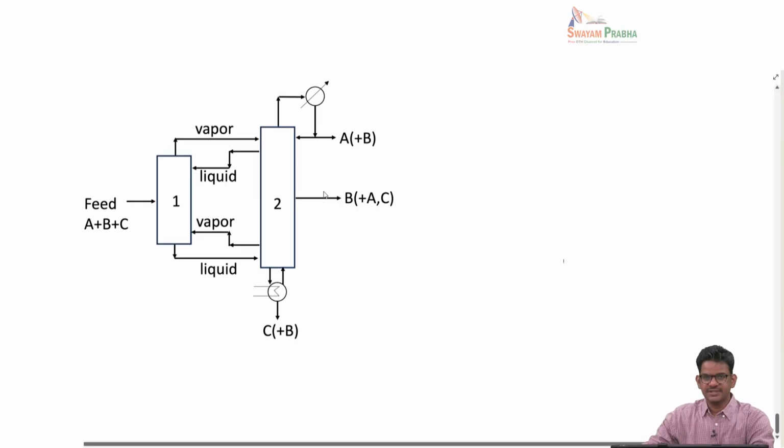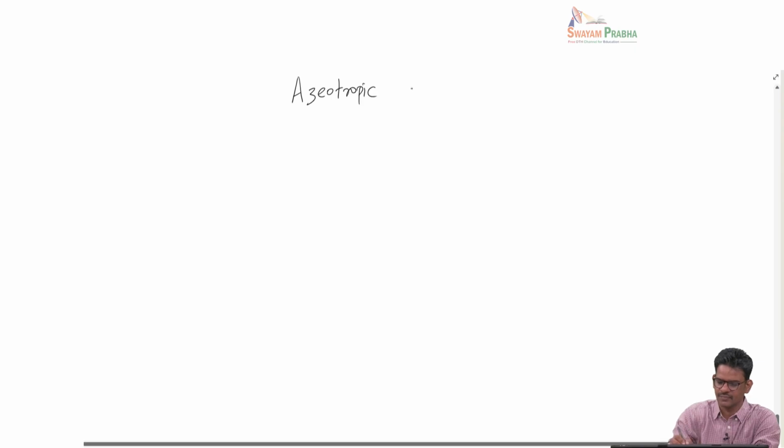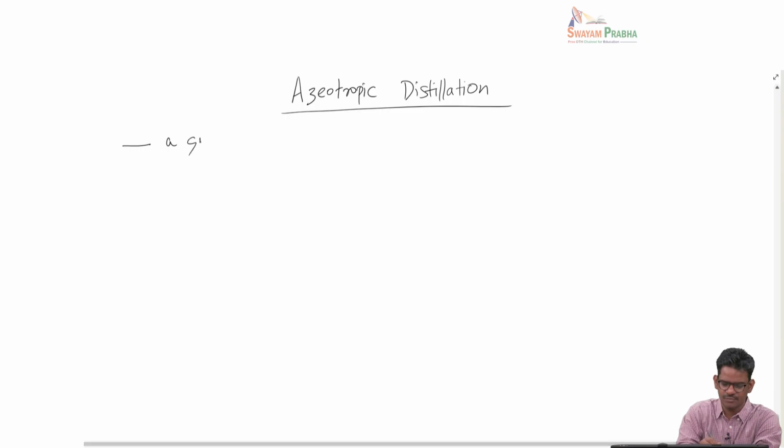Okay, so now we will slightly go to another topic, having understood that multi-component distillation is a complex operation. A related concept of distillation is what is called azeotropic distillation. So azeotropic distillation is actually a special case of multi-component distillation.